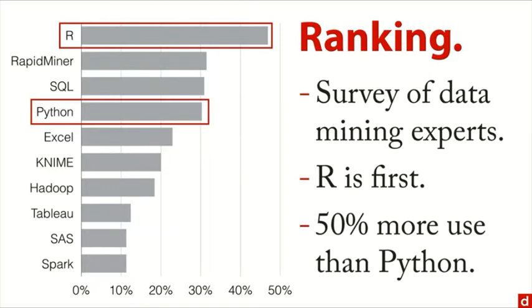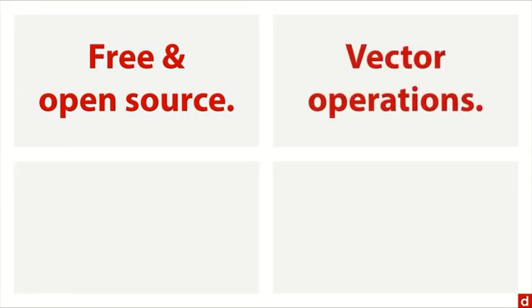Now, there's a few reasons that R is especially important. Number one, it's free and it's open source, compared to other software packages that can be thousands of dollars per year. Also, R is optimized for vector operations, which means it can go through an entire row or an entire table of data without you having to explicitly write for loops. If you've ever had to do that, then you know it's a pain. And so this is a nice thing.